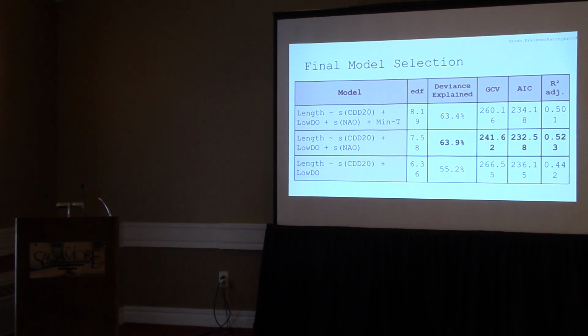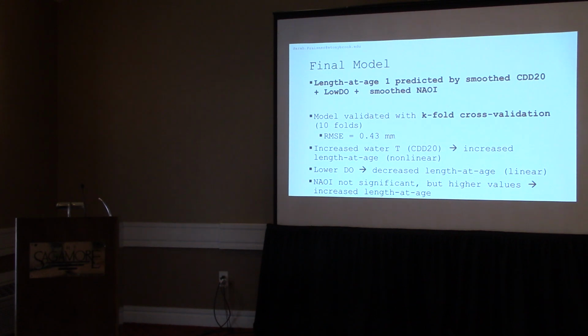And then when you look at deviance explained, GCV, AIC, and R-squared adjusted, one model stands out for all of them, and that's this one here. So deviance explained is highest, GCV and AIC are lowest, which is what you want for a better model. And then R-squared adjusted is also highest. So removal of this North Atlantic Oscillation Index down here did not significantly improve this model.